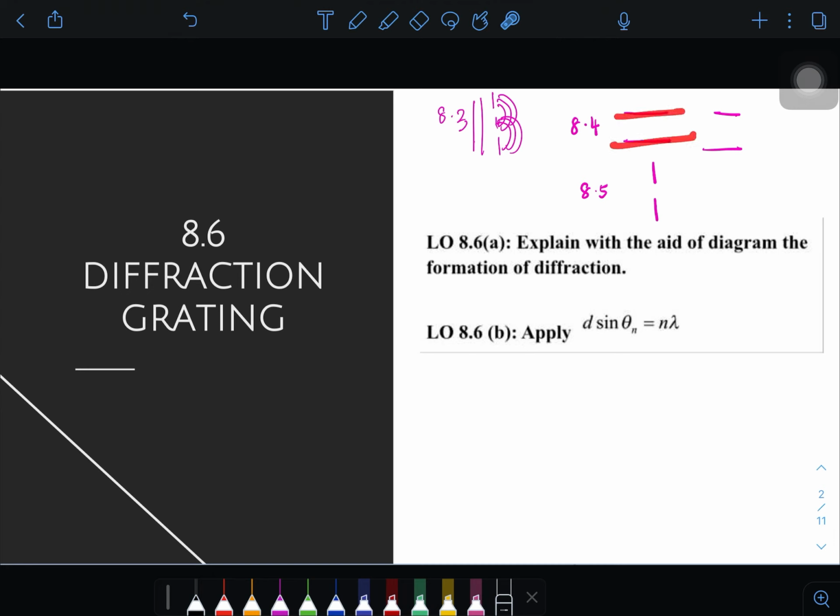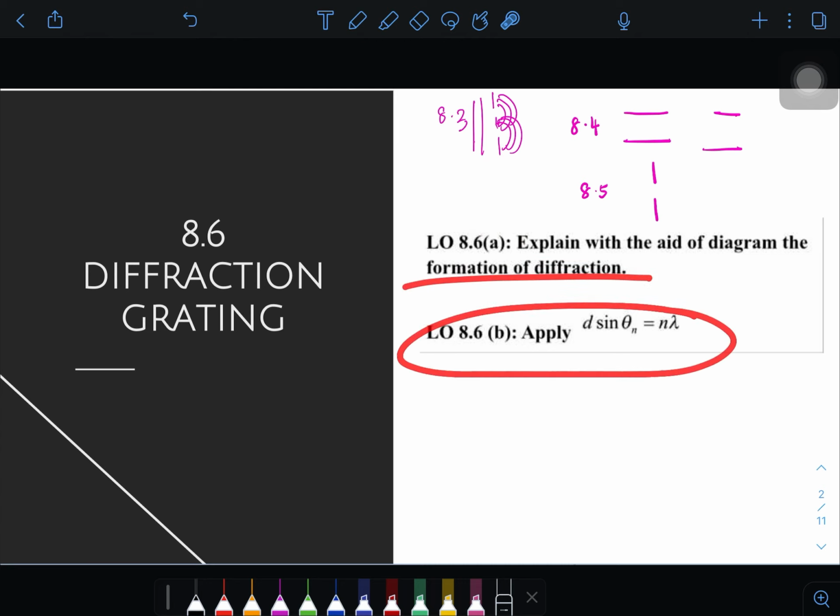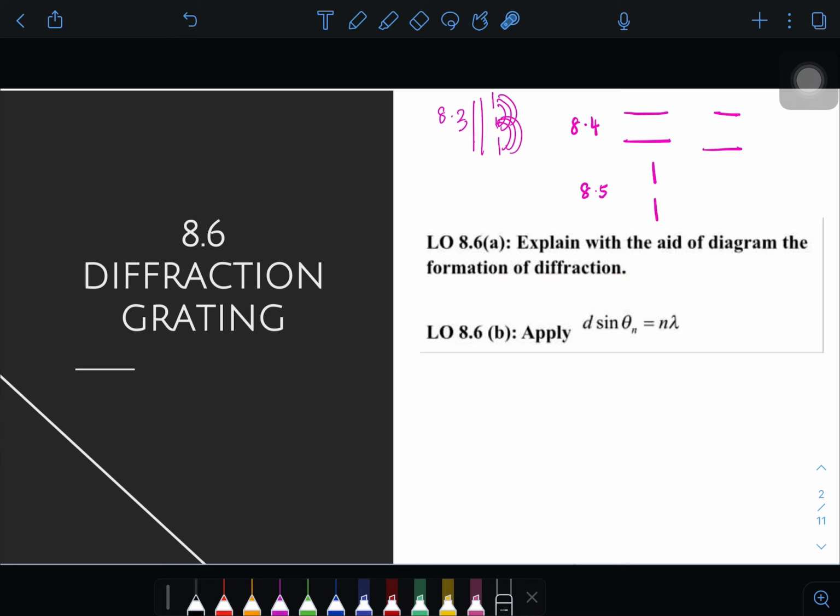8.4 kita dah belajar about thin film. 8.5 kita belajar a single slit. And in 8.6 kita akan belajar diffraction grating. So it's a very simple topic, which is we only have two learning objectives. The first one, 8.6a, explain with the aid of diagram the formation of diffraction and apply d sin theta equals n lambda, which is this equation is given.